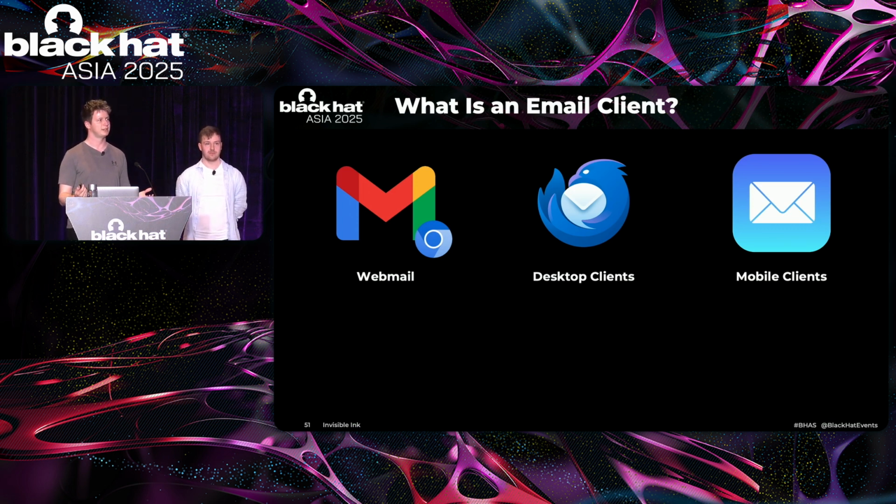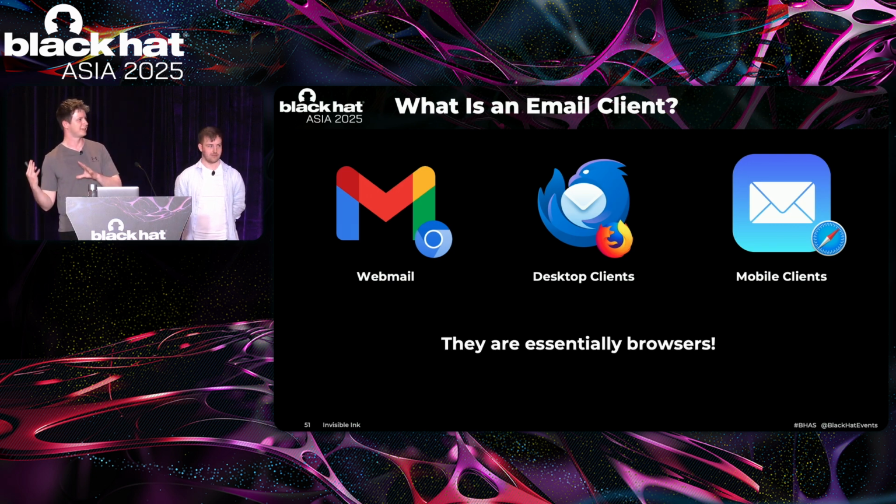For desktop clients, for example Mozilla Thunderbird, you can do exactly the same thing. You just take a browser engine and use that to render HTML and CSS, and then you don't have to reinvent the wheel. For mobile clients, the story is still the exact same thing. You just use the default browser engine that is installed on your operating system. So for iPhones, for example Apple Mail, you just use the Safari rendering engine. So when we're talking about mail clients, in the end, what we're really talking about are web browsers again.